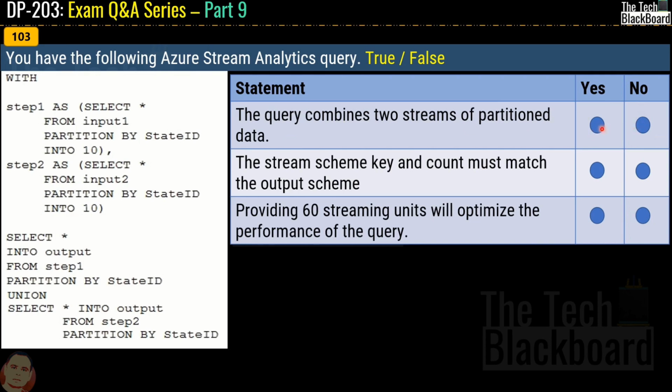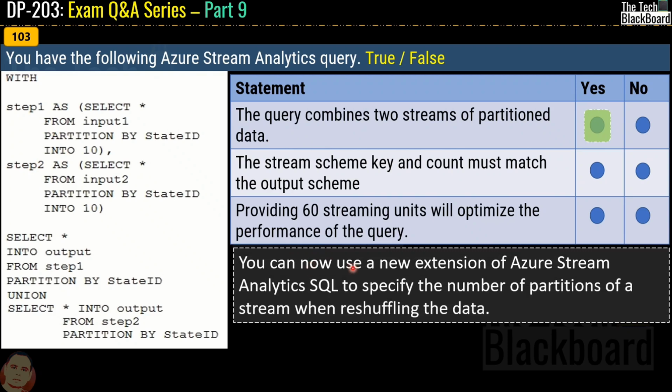The correct answer for the first statement is yes, it does combine two streams of partition data. Here you can see we have the first stream as step 1 and the second stream as step 2. Also, please understand that you can now use the new extension of Azure Stream Analytics SQL to specify the number of partitions of a stream when reshuffling the data.